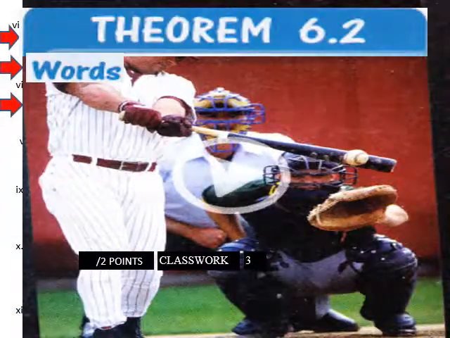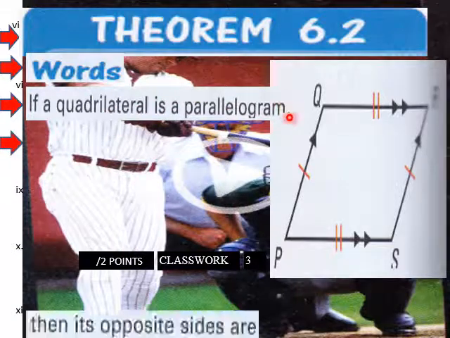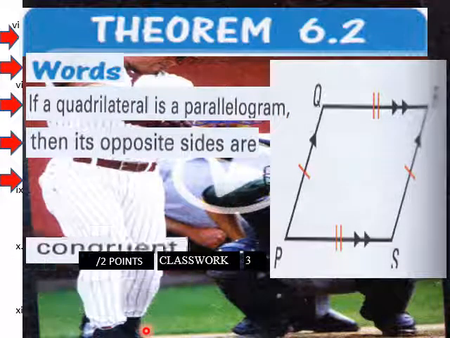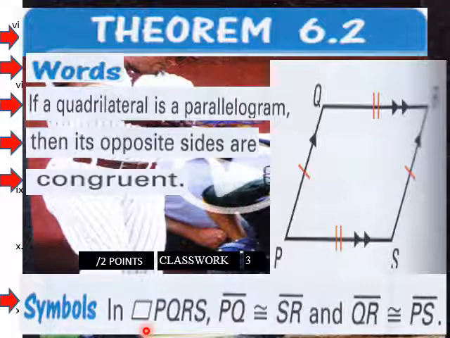Okay, theorem 6.2. If a quadrilateral is a parallelogram, then its opposite sides are congruent. Symbols, parallelogram PQRS. PQ is congruent to SR. And QR would be congruent to PS here.